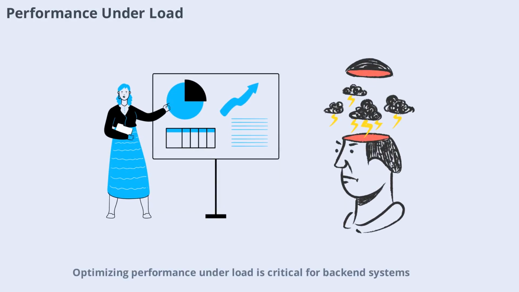Optimizing performance under load is critical for backend systems. Efficient indexing, query optimization, and concurrency control ensure your systems scale and remain reliable. Practicing these skills and understanding their impact on real-world performance prepares you for production challenges and interview scenarios.